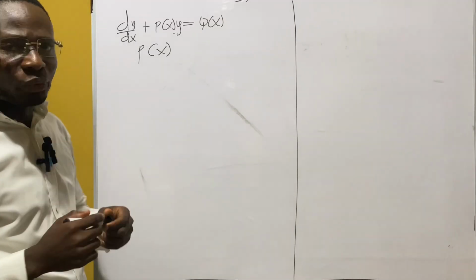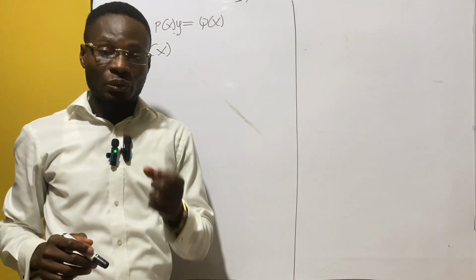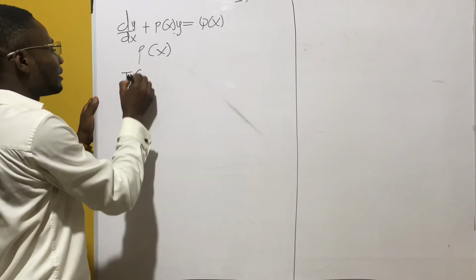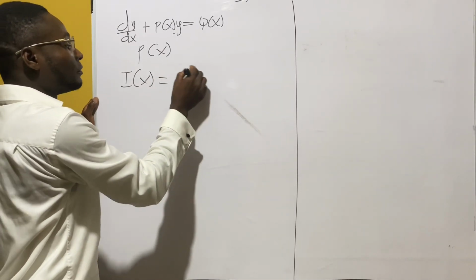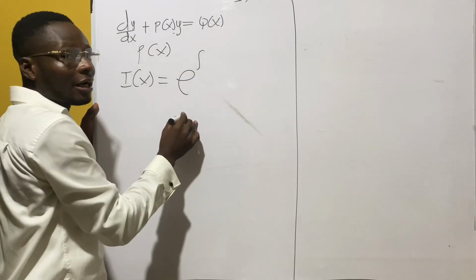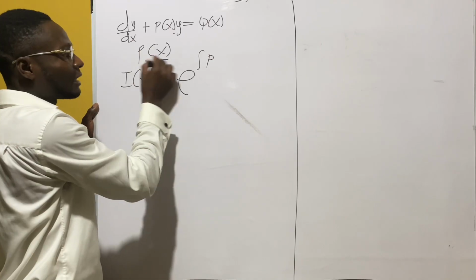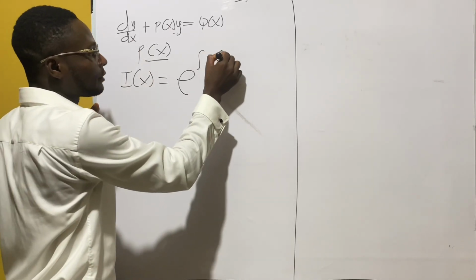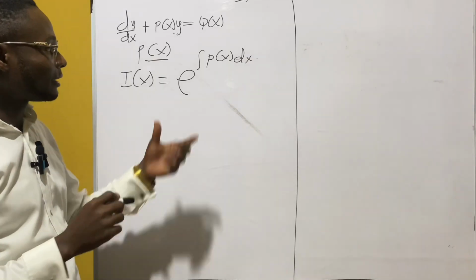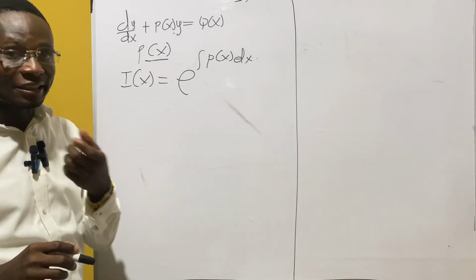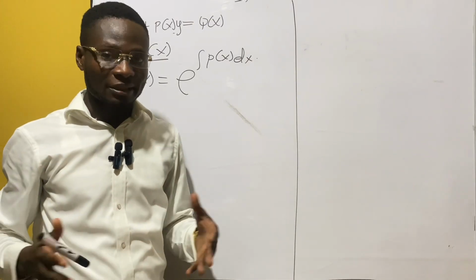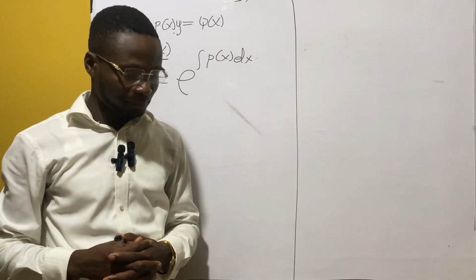Now, how do we get the integrating factor, which is the I of x? The I of x is obtained by the exponent of the integral of p of x dx. So that is how we obtain the integrating factor, or the mu of x, as we sometimes call it.